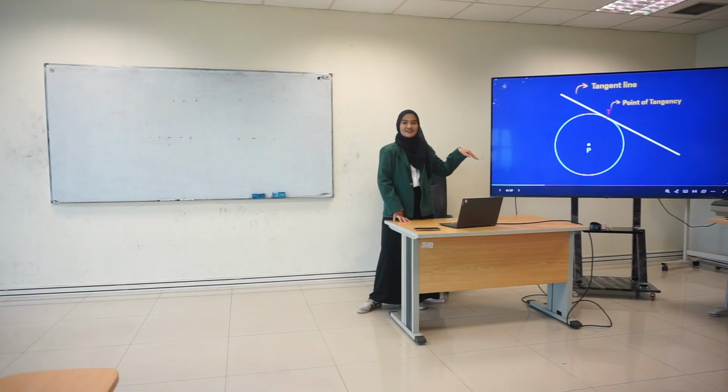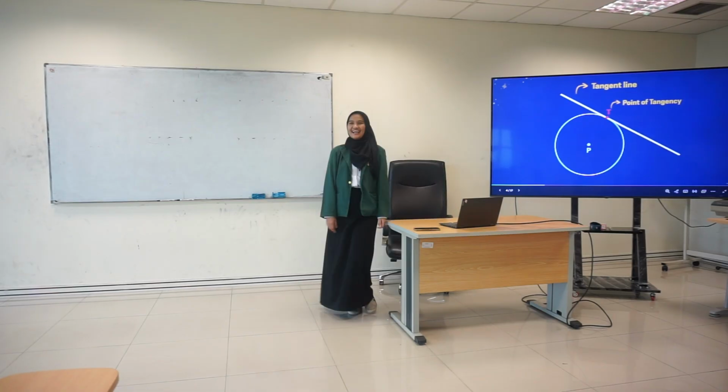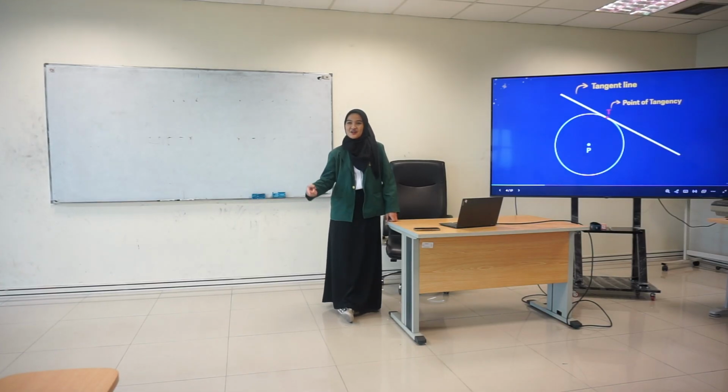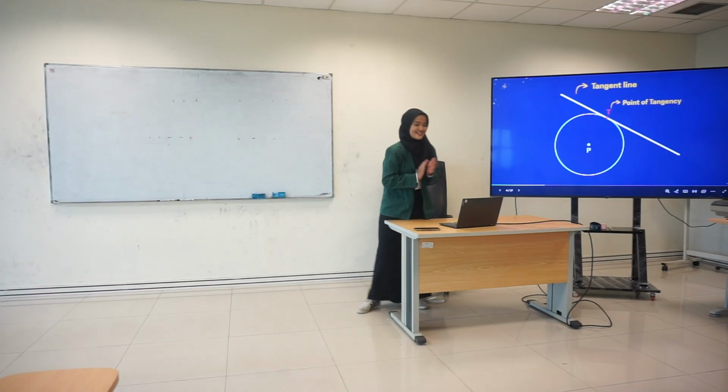Can you recall the definition of a tangent line? The line that touches the circle. Okay, Nadia, go ahead. A tangent line is the line that touches the circle at exactly one point, the point of tangency. Okay, give applause to Nadia.